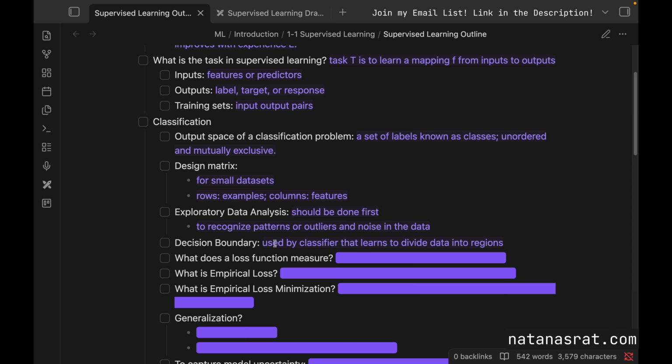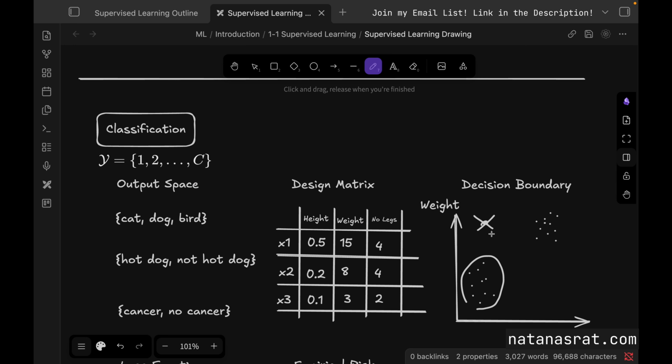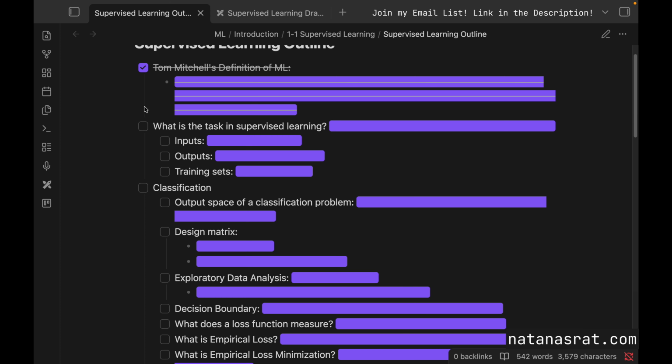Our decision boundary is what is used by our classifier that is learning to divide the data into regions. So in this case, our decision boundary could be like this. That means in this direction or to the right of the decision boundary, we get cats or dogs, and then to the left, we'll find birds, assuming that birds have less number of legs. We can recap what we have discussed so far.